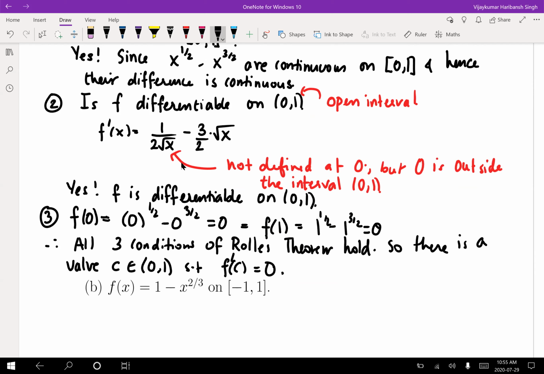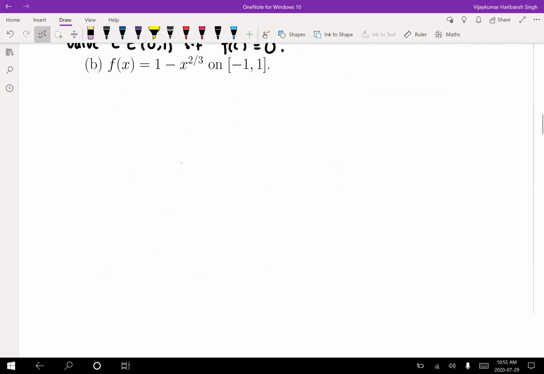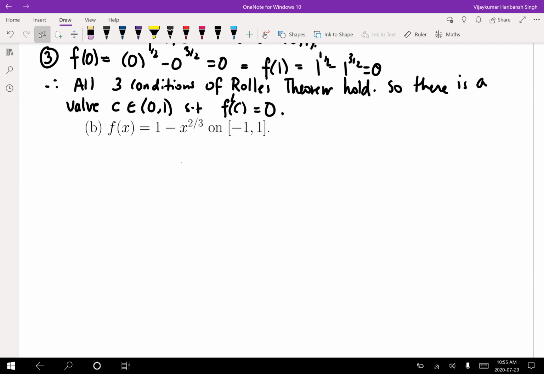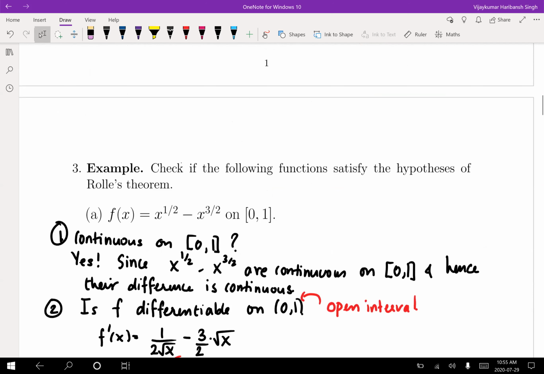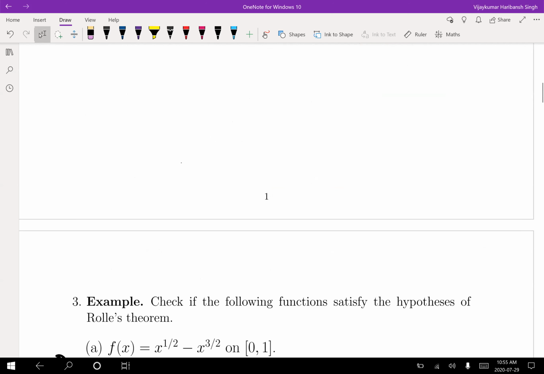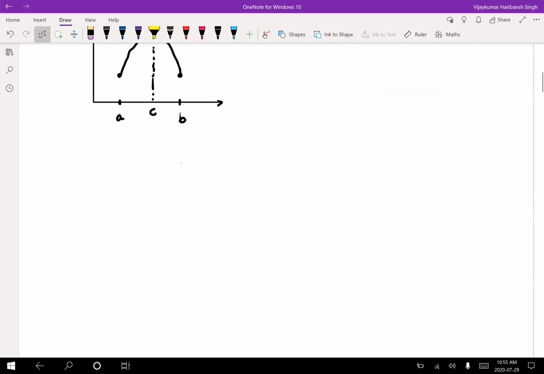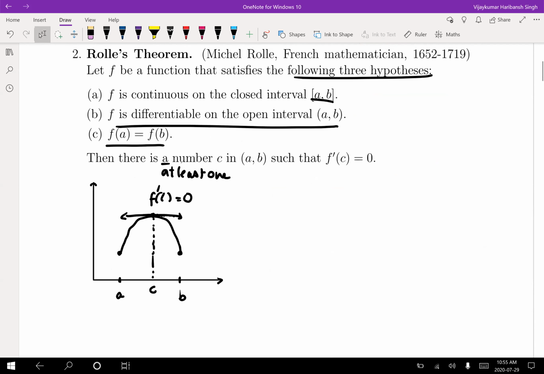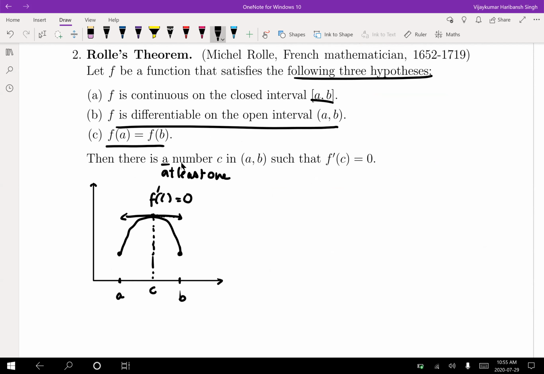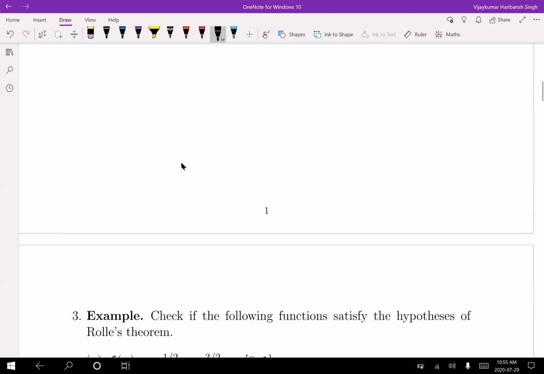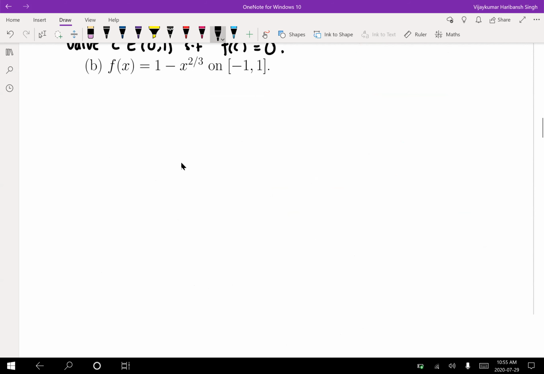Let's check this problem. Again, we have f of x equals x to the power of minus 2 by 3. What are we wondering? We are wondering if all the conditions of Rolle's theorem are satisfied. What are the conditions of Rolle's theorem? That f is continuous on a closed interval [a, b], f is differentiable on the open interval (a, b), and f of a equals f of b. So let's see if this is satisfied for this function.